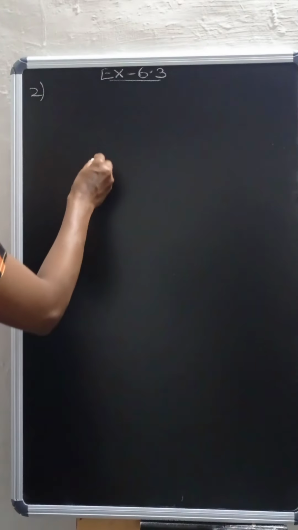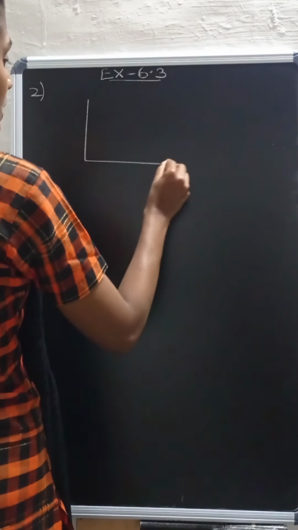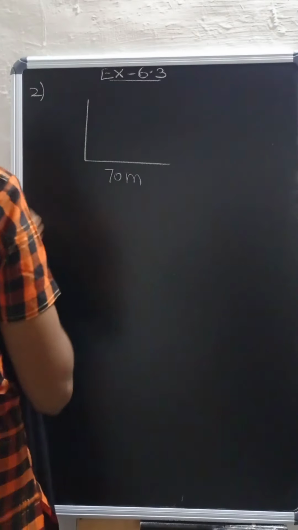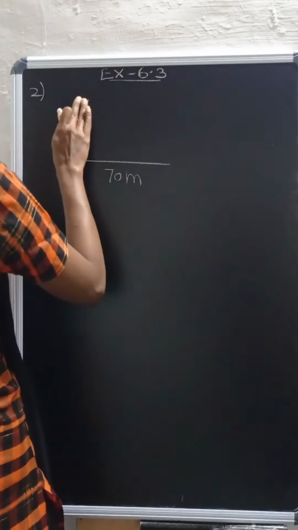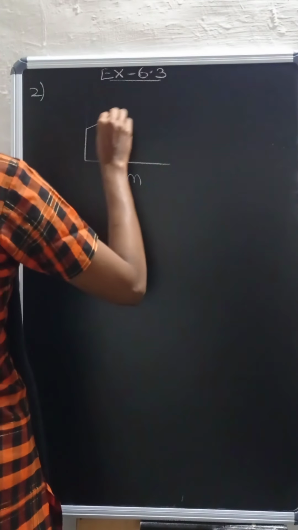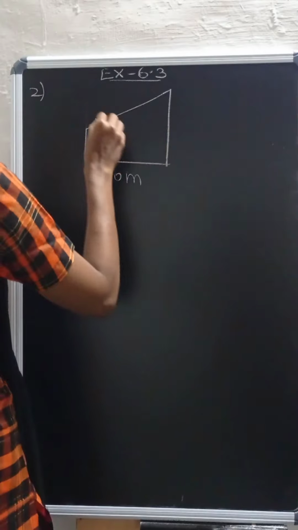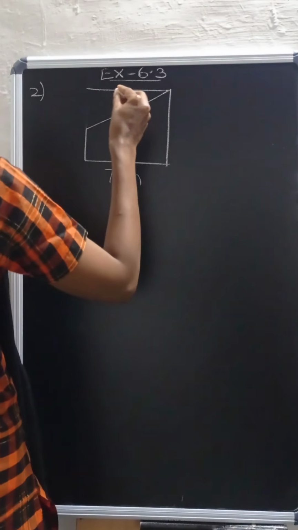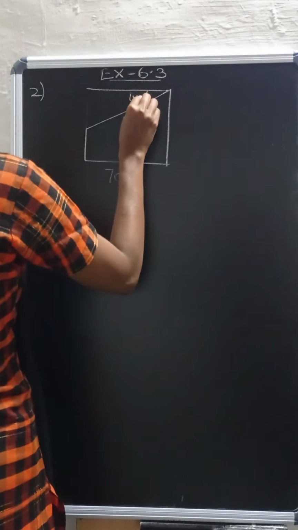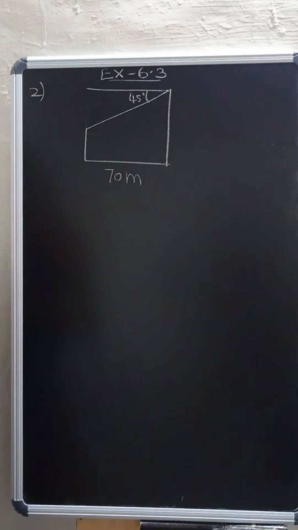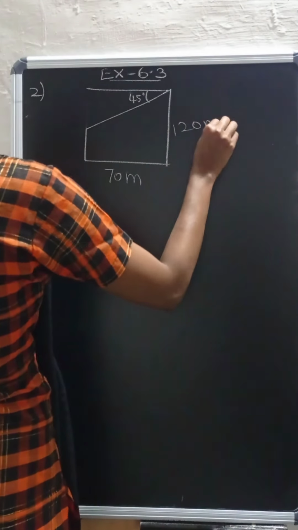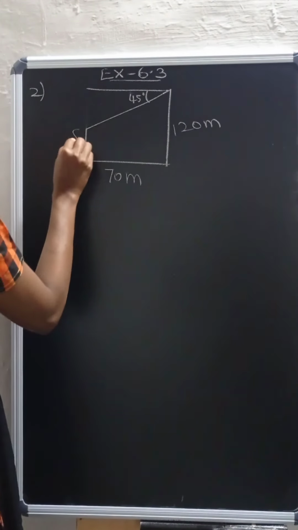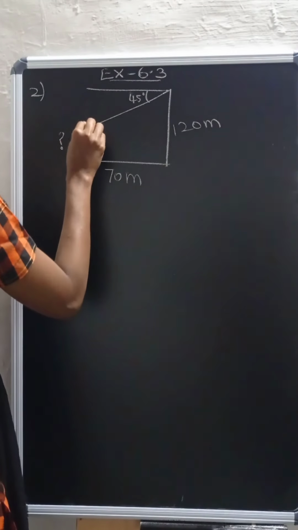Now, we will draw the diagram. The horizontal distance between the two buildings is 70 meters. The angle of depression of the top of the first building when seen from the top of the second building is 45 degrees. If the height of the second building is 120 meters, find the height of the first building.